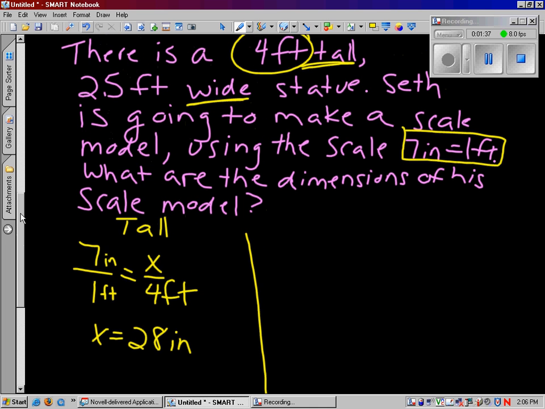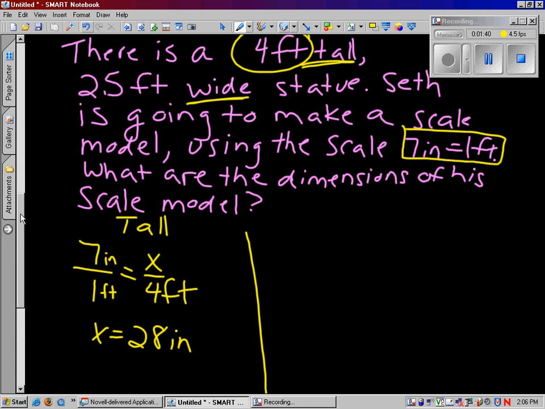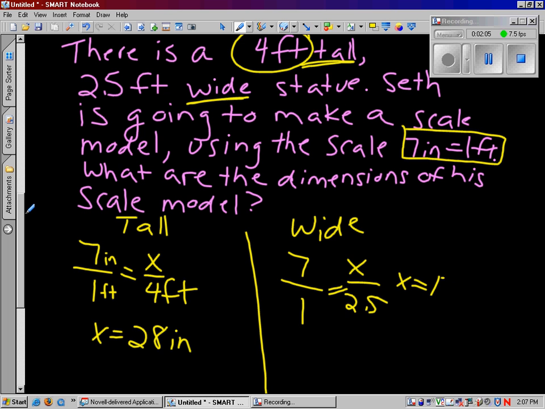Now we got to look back. What's the next thing we got to do? Well, now we got to deal with width. Okay? So wide. Again, it's the exact same scale that I'm working with. 7 inches represents 1 foot. But this time, we want to know how many inches represents 2.5 feet. Again, we're just going to cross multiply and divide. And you should get 17.5 inches. So the scale model that Seth is building is going to be 28 inches tall and 17.5 inches wide.